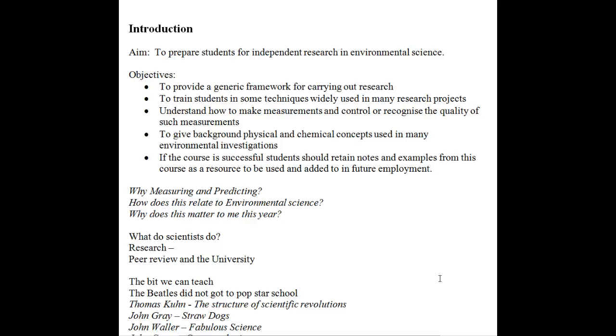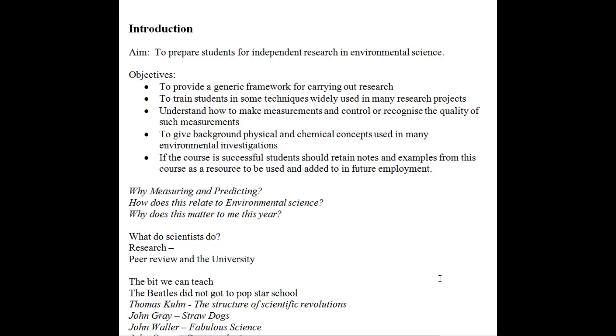Environmental science, of course, is a pretty generic subject in itself, so a lot of the things that we'll be talking about would apply to anyone that's doing research, and to anybody that's doing an awful lot of different sorts of research. But hopefully we'll be able to pick up on something that's specific to environmental science. The things that you should take away from this in order to achieve this aim: we need to provide a generic framework for carrying out research. So we need to discuss first of all what is research, which will be the next question.